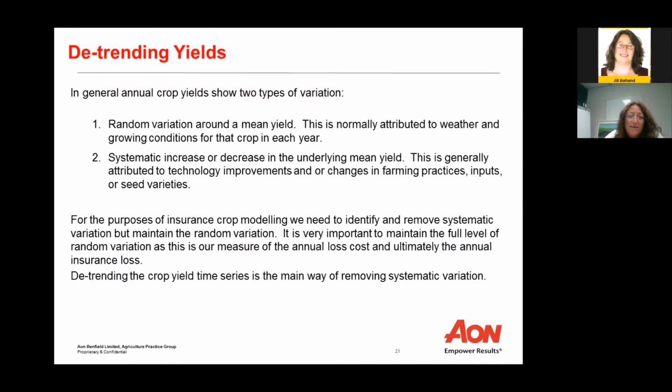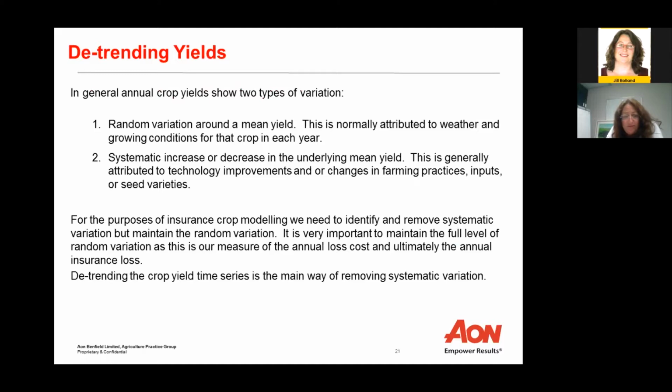Now, detrending, as I said before: you've got changes in agricultural practices and farming practices. Generally, in most countries in the world, yields have increased over time. We don't want to just chuck out all that data that we had from the past. So we need to find some way to bring that data up to the same level as it would be if it was the same farmer growing in the year 2018.